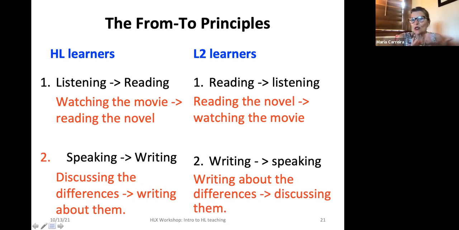So let's say you're going to discuss the differences between the novel and the movie. You want to discuss them first and then write about them when it comes to HL learners. With L2 learners, on the other hand, you want to flip the script. They're going to write first to organize their thoughts and think about vocabulary and how to express themselves, and then they'll be ready to discuss them in a semi-spontaneous way.